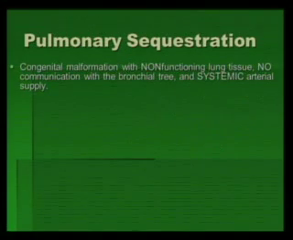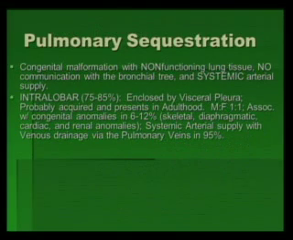There's two types of sequestrations that you have to know about. Both of these are congenital malformations with non-functioning lung tissue normally. There's usually no communication with the bronchial tree, and they both get systemic arterial supply. The intralobar or the intrapulmonary is by far the most common, up to 85%.